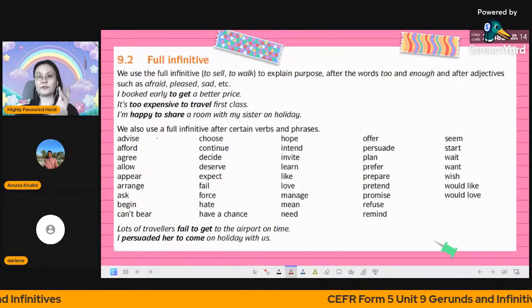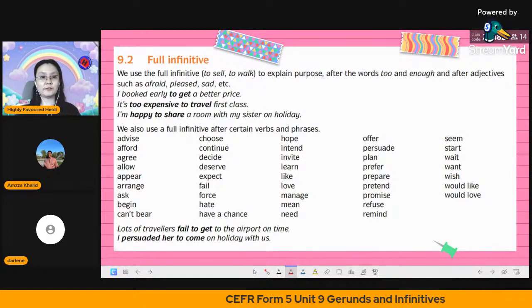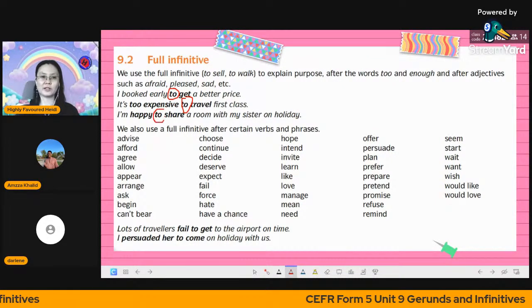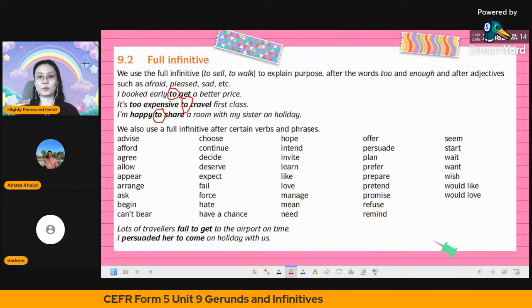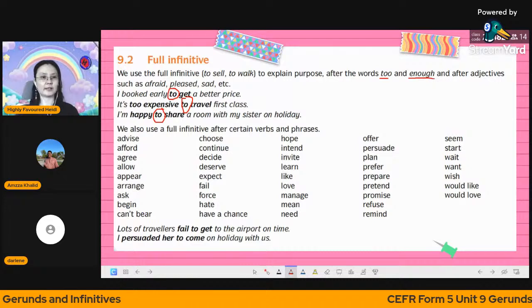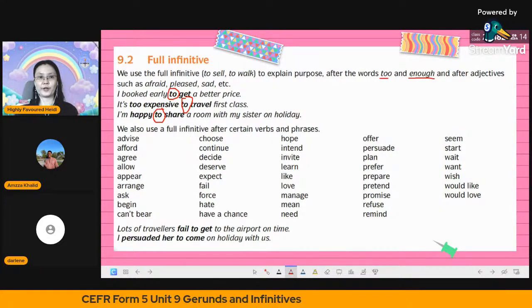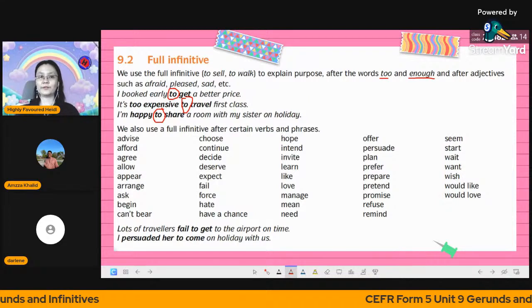It will be full infinitive. When you say full infinitive, that means you need to have a "to" there. If it's bare infinitive, then don't have. But this is a full infinitive. I think this one you all have been using quite often, so no problem. But this one that specifies, like for words, "too" and "enough". It's like too expensive to travel. So you have such words. After adjectives such as afraid, pleased, and sad, so you can look through all these that need the full infinitives.